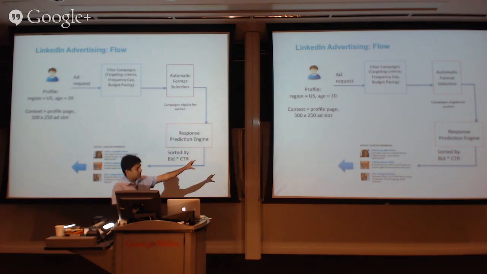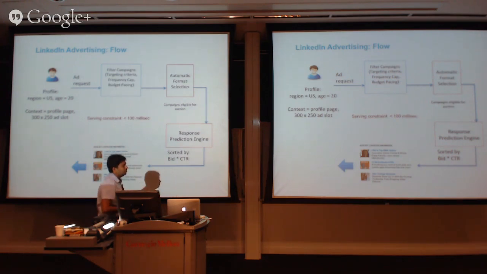So this is a 300 by 250 slot on the profile page of LinkedIn, and this format which we selected allows you to place 3 ads. There are some formats that allow you to place 2 ads, and some that allow you to place 1 ad. So that's why I was talking about automatic format selection. It allows you to place 3 ads, so you rank order the top 3 ads and place them there. And again, this is all happening within 100 milliseconds. It's important to know that this whole thing is 100 milliseconds.